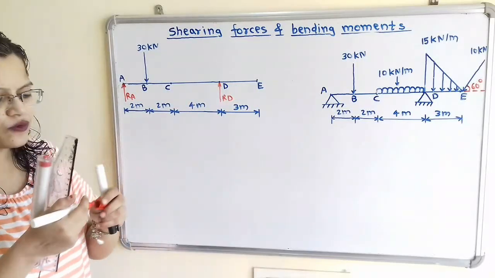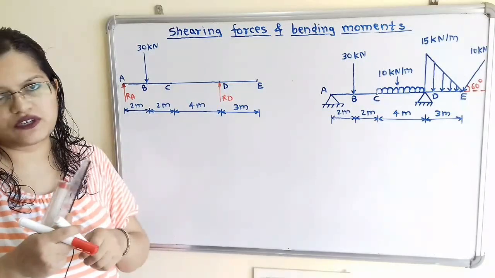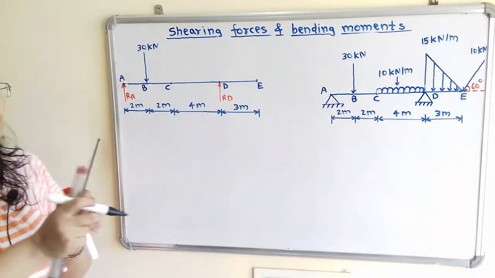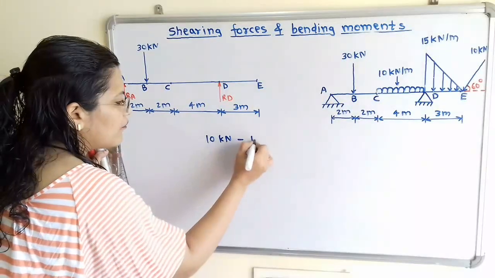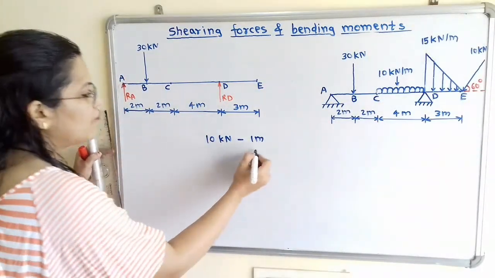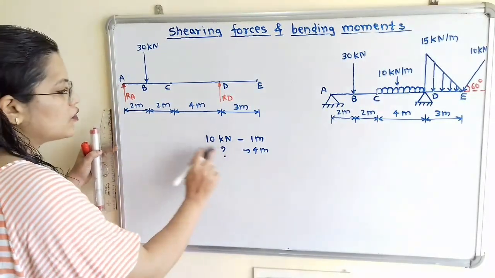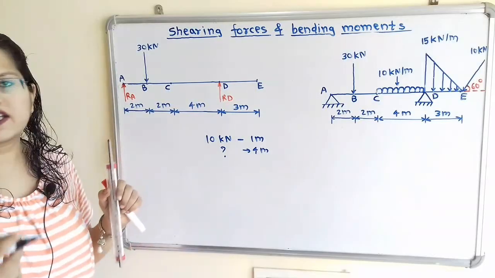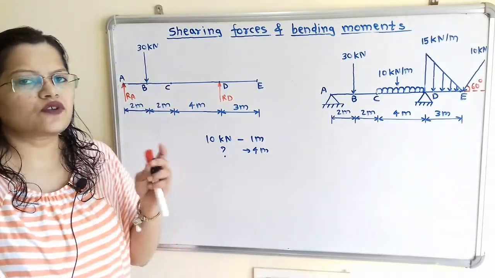Now if we move to the span CD, there is a uniformly distributed load. This uniformly distributed load is 10 kilonewton per meter, and it is distributed over a span of 4 meters. So for 4 meters, how much load is there? It is equal to 40 kilonewton. So we have to show it here. What is this total load?